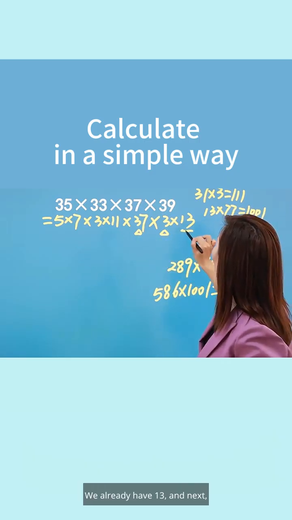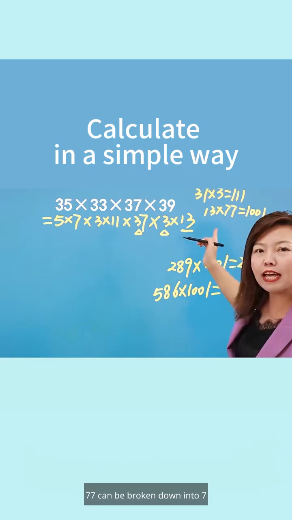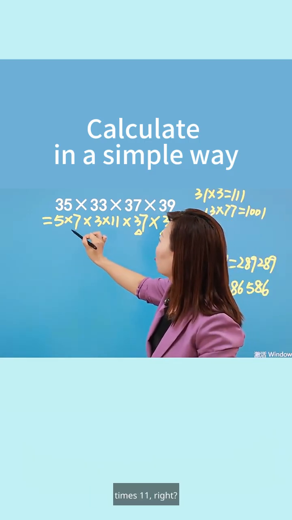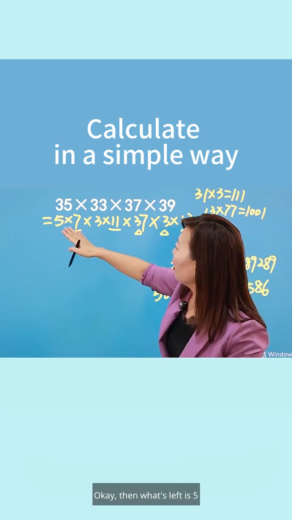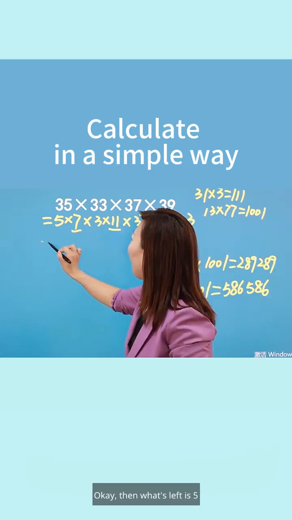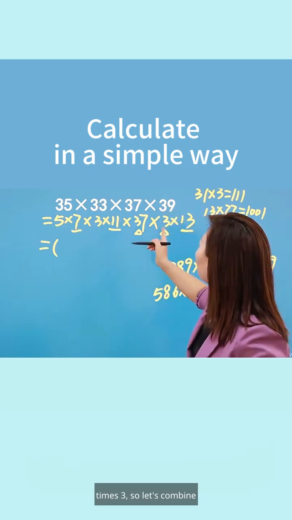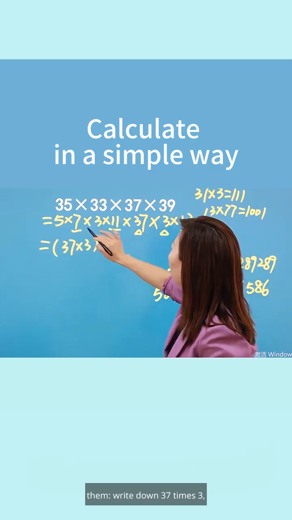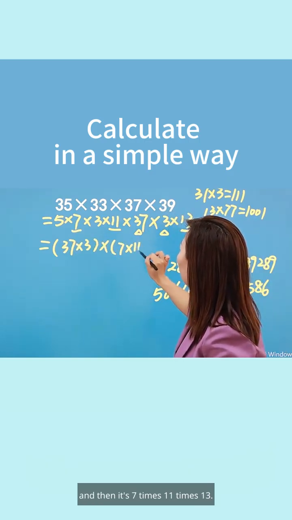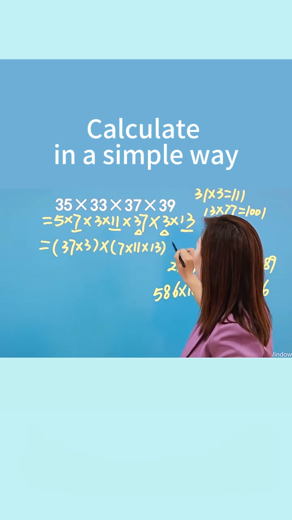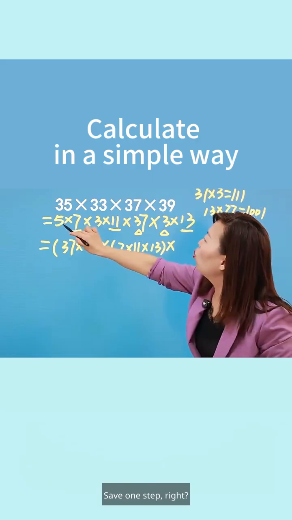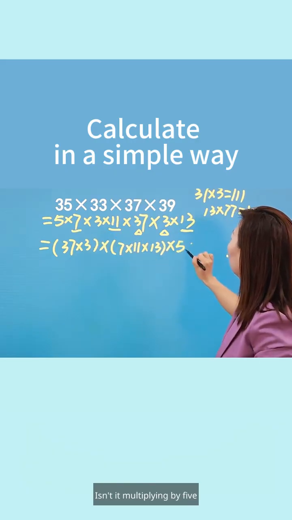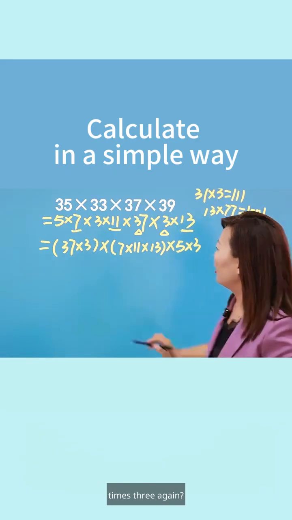All right, now that we know about this universal number, let's take a look. We already have 13, and next 77 can be broken down into 7 times 11, right? So here we have a 7, and here we have an 11. Okay, then what's left is 5 times 3. So let's combine them. Write down 37 times 3, and then it's 7 times 11 times 13. And then multiply again. Save one step, right? Isn't it multiplying by 5 times 3, then by 5 times 3 again?